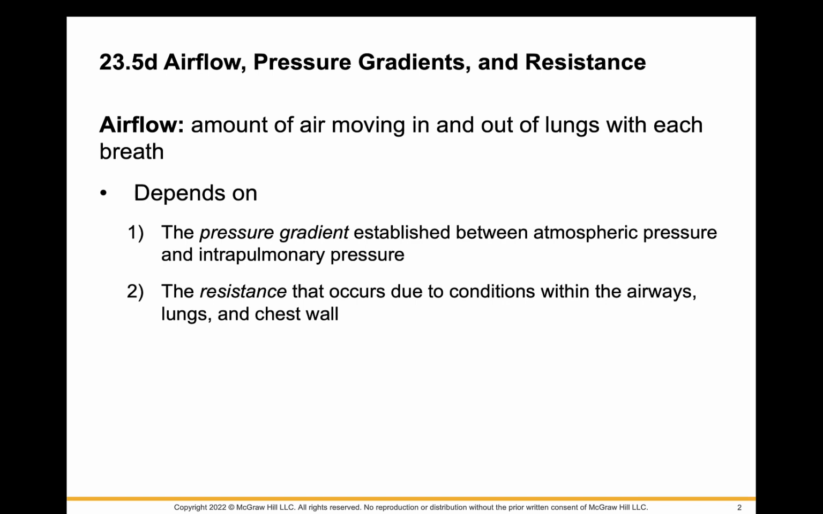There are two things that this is going to be dependent upon. The pressure gradient established between atmospheric pressure and intrapulmonary pressure, that is the driving force. Resistance is going to be a little different than what we talked about previously in the cardiovascular system, because we're going to find potential resistance coming from different areas. It may come from the airways, it may come from the lungs themselves, and also the chest wall.